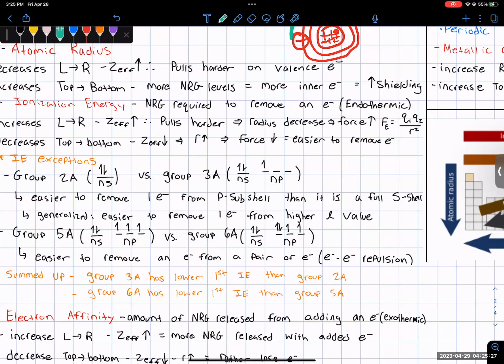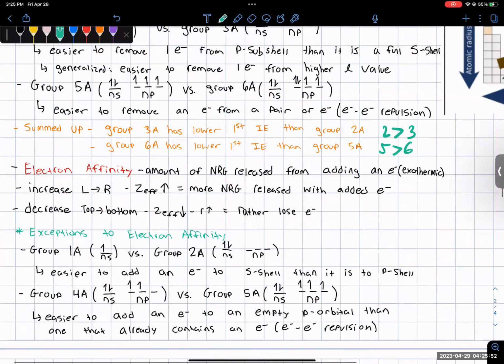So basically, to summarize, group 3 is lower than group 2 for ionization energy, and group 6 is lower than group 5. So 2 is greater than 3, 5 greater than 6. You'll probably be tested on the exceptions, because Dr. Armand loves to test students on the exceptions.